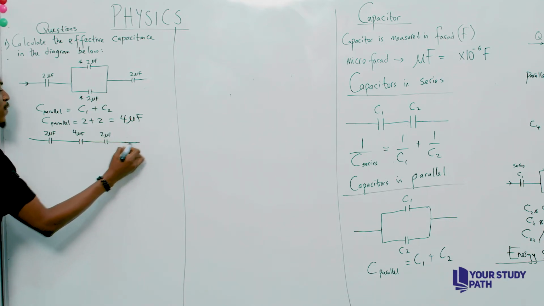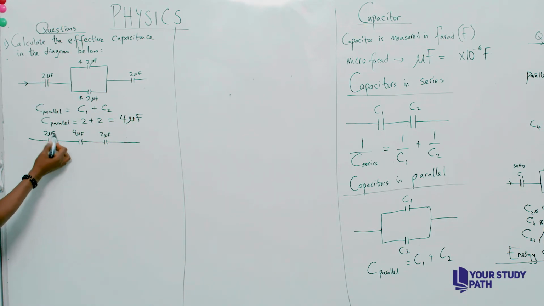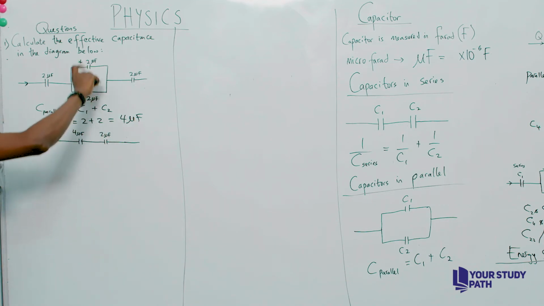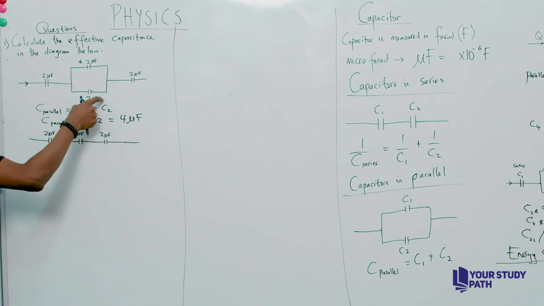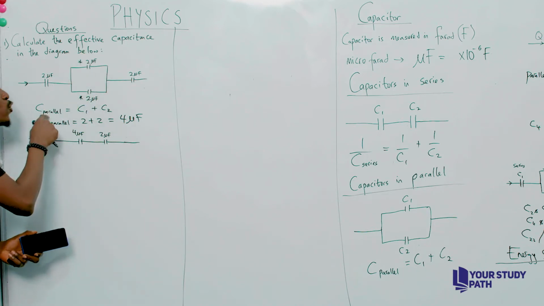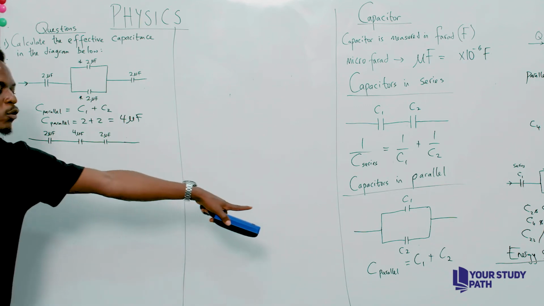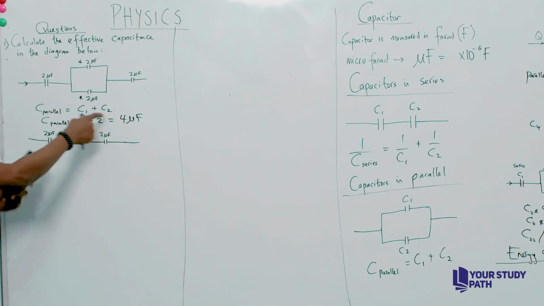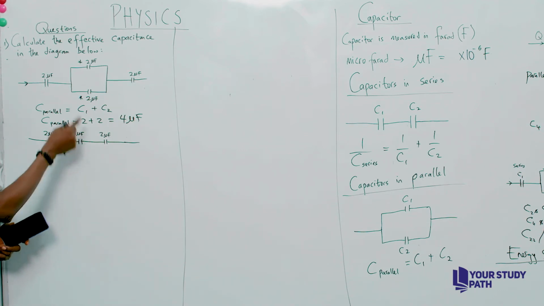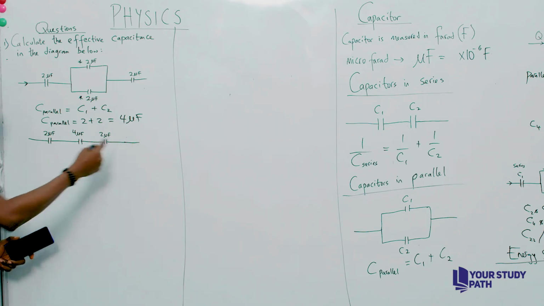So what you observe here is that this 2 microfarad, here it is. This 2 microfarad, here it is. But these two, the upper and the lower, have been merged together using the parallel connection formula. Using the parallel connection formula, that is direct addition to get your 4 microfarad. And this is what we have. Normally, these two merged together become one, and it is in series with the others.